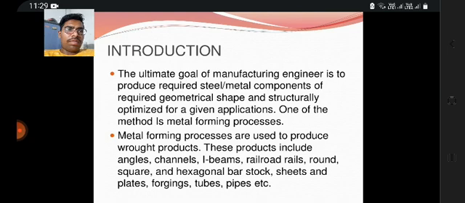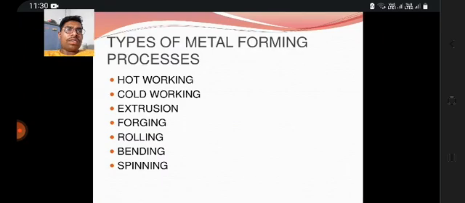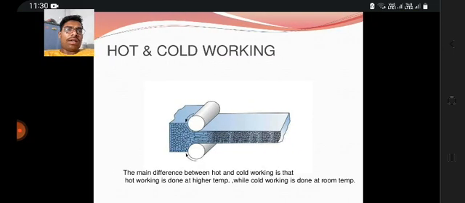The ultimate goal of manufacturing is to produce required steel or metal components of required geometrical shape and structurally optimized for a given application. One of the methods is the metal forming process. Metal forming processes are used to produce raw products. These products include angles, channels, I-beams, railroad rails, round, square and hexagonal bar stock, sheets and plates, forgings, tubes, pipes, etc. Types of metal forming process are hot working, cold working, extrusion, forging, rolling, bending and spinning. Mainly hot and cold working.